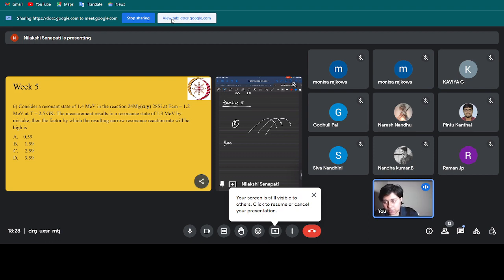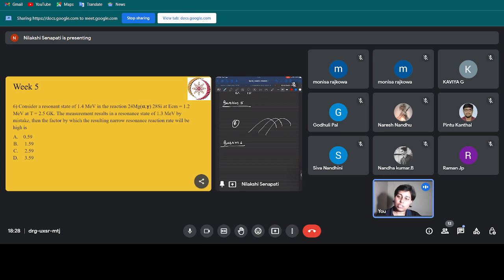Now question 6. Question 6 is: consider a resonant state of 1.4 mega electron volt in this reaction. ECM is 1.2 mega electron volt at T equal to 2.5 giga Kelvin. The measurement results in a resonant state of 1.3 mega electron volt by mistake. Then the factor by which the resulting narrow resonance reaction rate will be high is what?